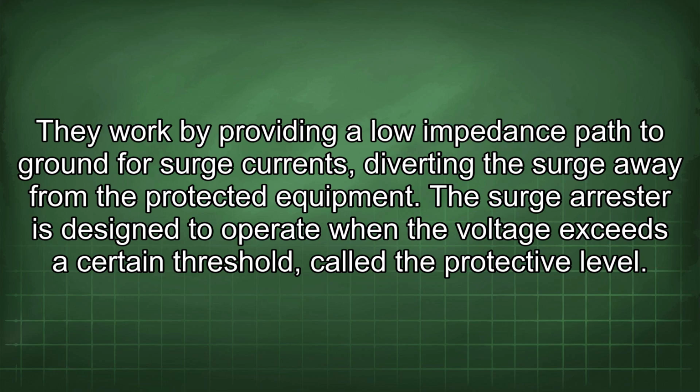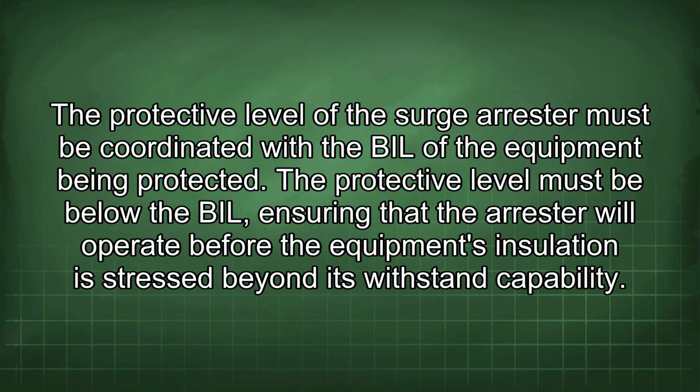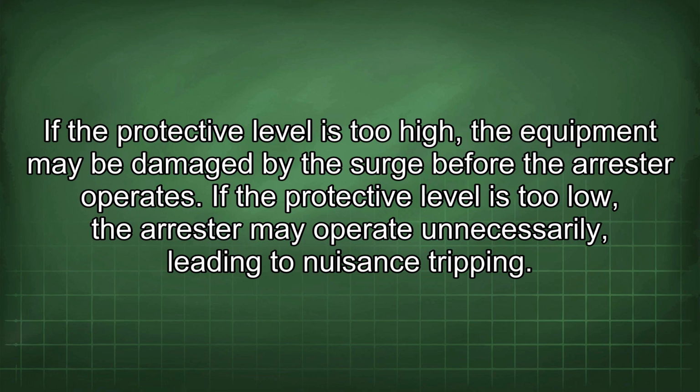The surge arrester is designed to operate when a voltage exceeds a certain threshold, called the protective level. The protective level of the surge arrester must be coordinated with the BIL of the equipment being protected. The protective level must be below the BIL, ensuring that the arrester will operate before the equipment's insulation is stressed beyond its withstand capability. If the protective level is too high, the equipment may be damaged by the surge before the arrester operates. If the protective level is too low, the arrester may operate unnecessarily, leading to nuisance tripping.